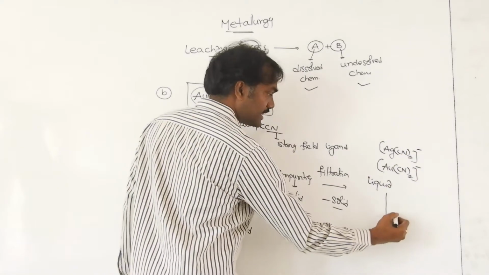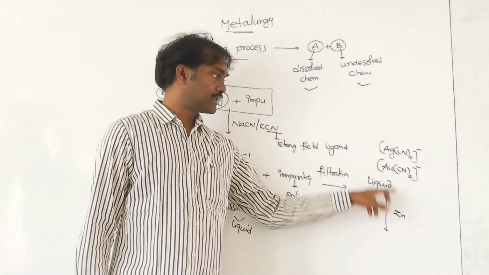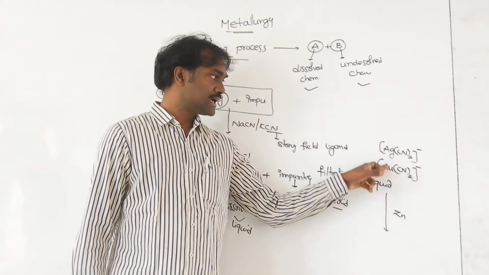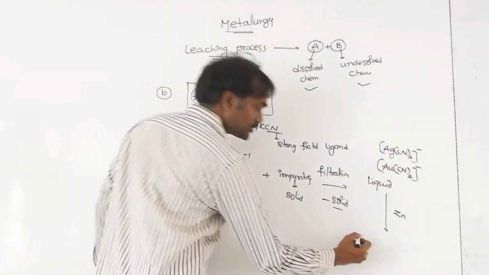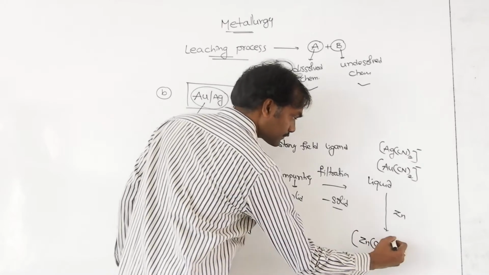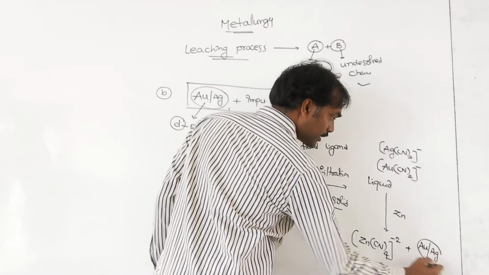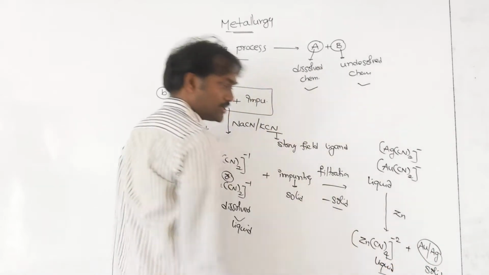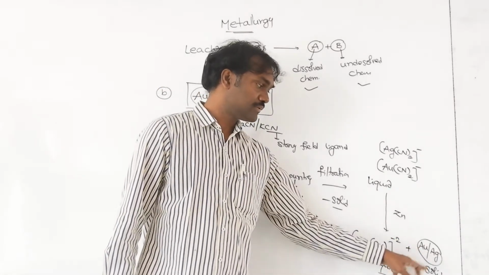Now this is treated with zinc. Zinc's reduction potential is more powerful than gold and silver. If you treat with zinc powder, zinc goes inside the complex and occupies the place of the metal, and the metals come outside. Zinc becomes a zinc complex. Gold and silver separate out as a solid, while the zinc complex is dissolved in the liquid. Again you use filtration and eliminate the liquid.